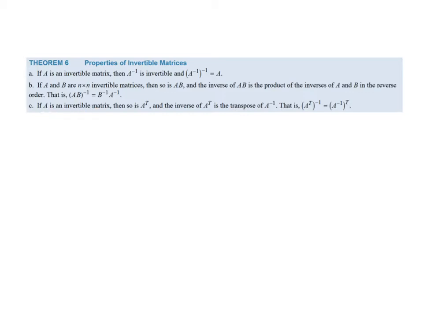And then if A is invertible, its transpose is also invertible, and the inverse of A transpose is the transpose of A inverse. So it looks like that. The notation is easier to understand than the sentence sometimes. Okay? So there's just a few properties for inverses.